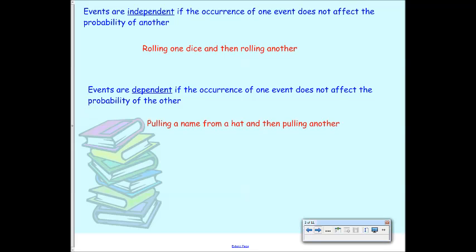All right. Okay, events are dependent if the occurrence of one does affect the other. This should not say not. So on your slides, cross this out. This should say does affect.